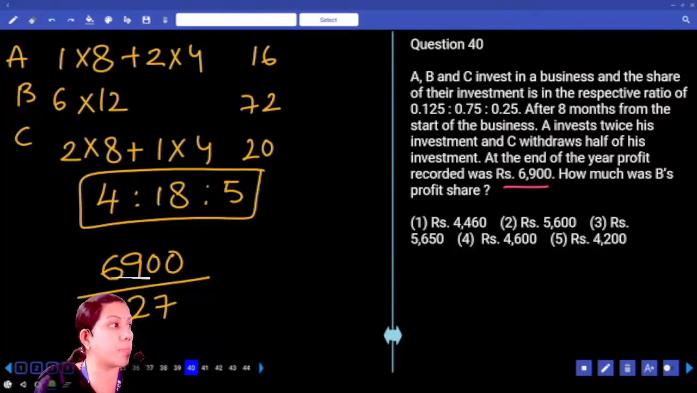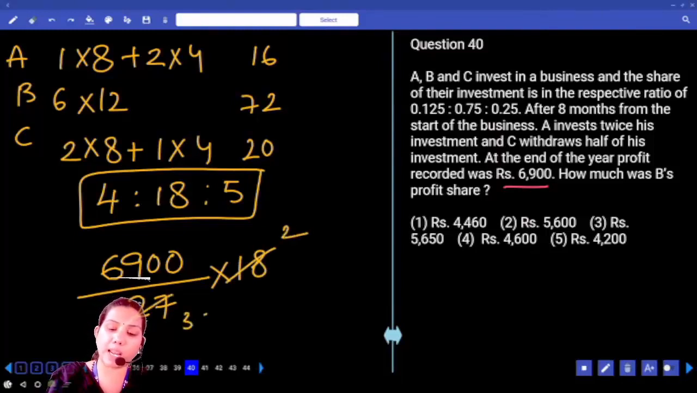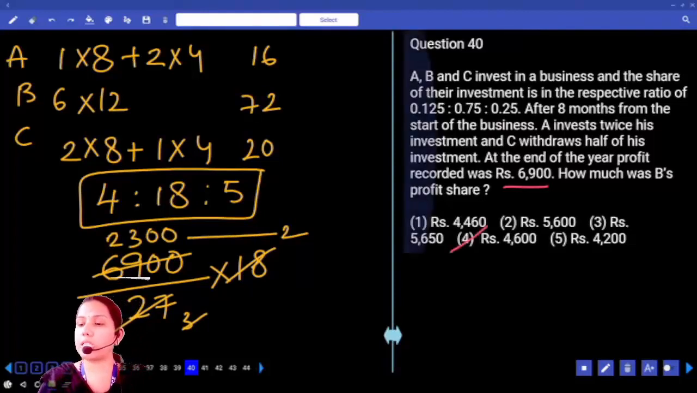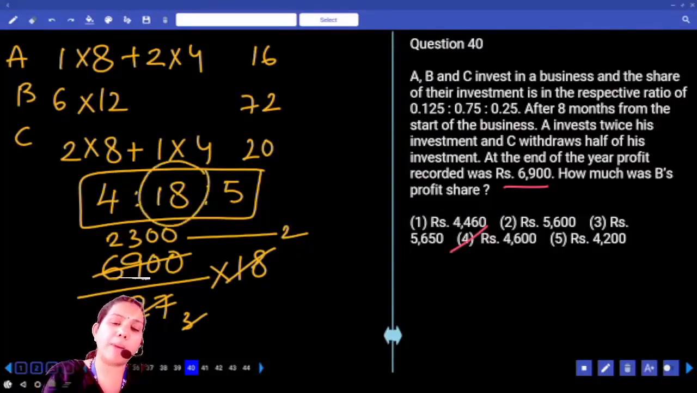And the question is what is B's profit? B is equal to how many parts? 18 parts. So multiply with 18. 9 exactly 2 times, 9 3 times, 3 exactly 2,300. 2,300 into 2 is 4,600. What is your question? B's profit. B is equal to how many parts? So the answer must be a 9 multiple. Is it there? No, cancel. The answer is not a 9 multiple here.